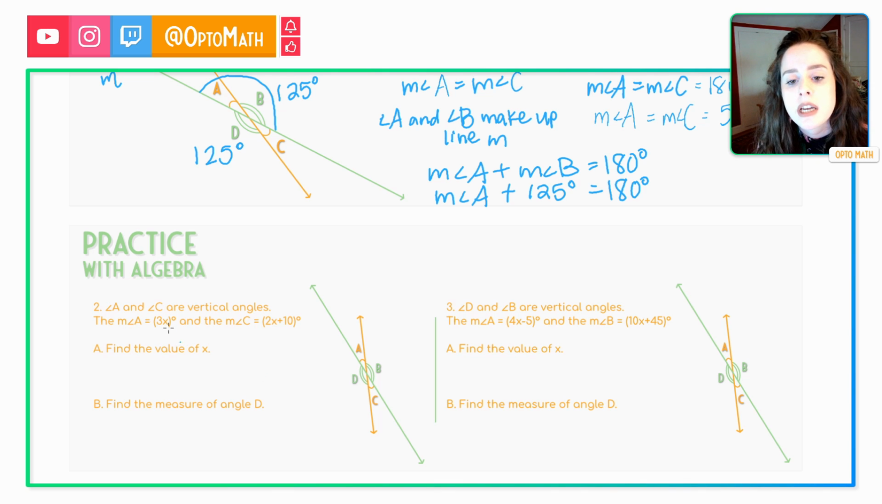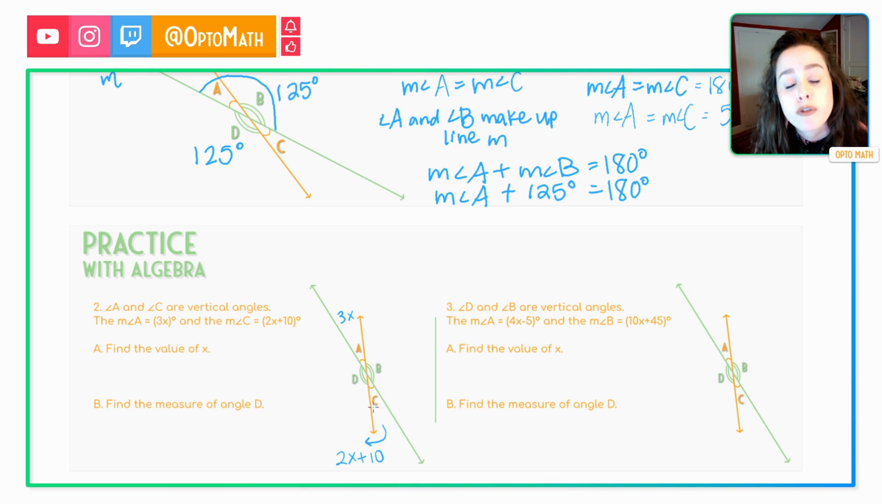Number 2 tells us that angle A and angle C are vertical angles, so we know they're congruent. The measure of angle A is 3x, so let's write that in our picture. 3x, it's A. And the measure of angle C is 2x plus 10, so let's write that in our picture. For space reasons, I'm going to draw my little arrow, 2x plus 10. Okay, find the value of x.